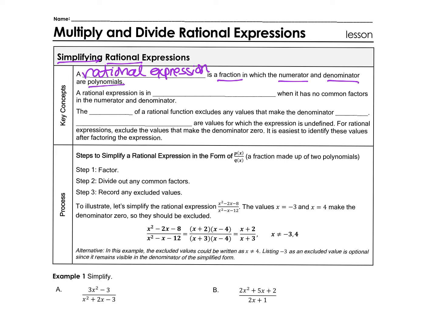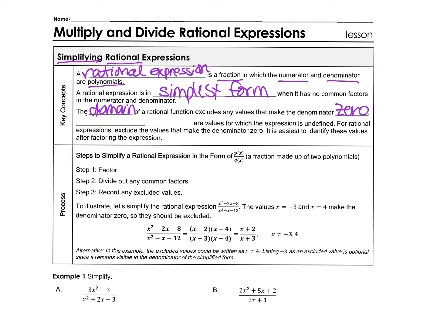Okay, so it says a rational expression is in simplest form when it has no common factors in the numerator and denominator. Remember we have to simplify if possible. So the domain of a rational function excludes any values that make the denominator 0. Remember we've been writing x can be all real numbers except, x cannot be whatever those numbers are that cause it to be 0.